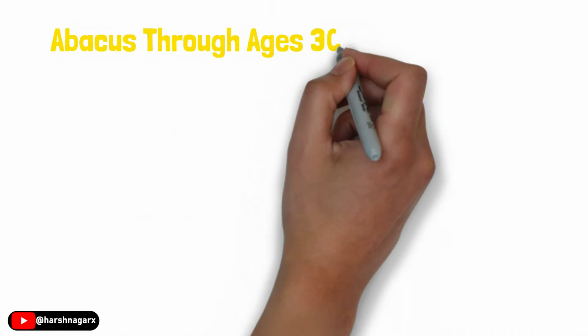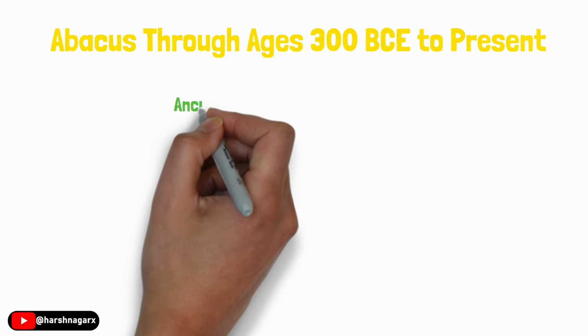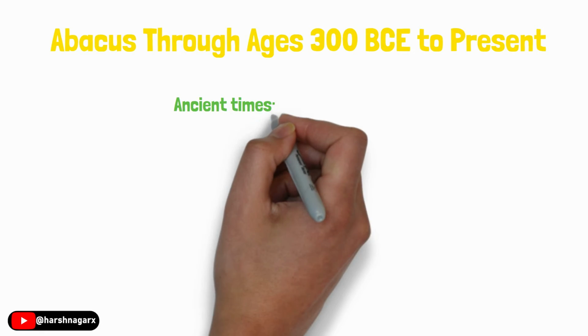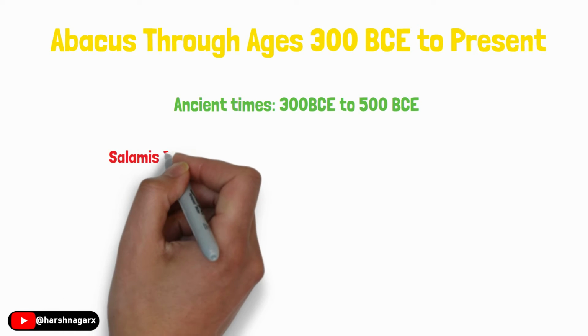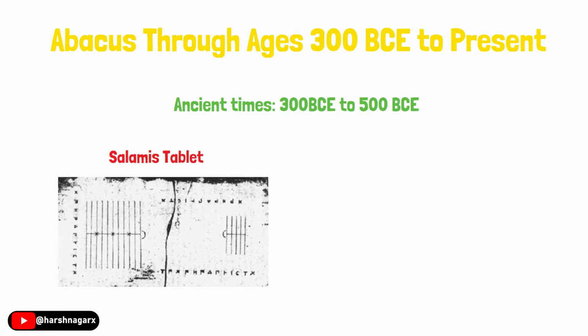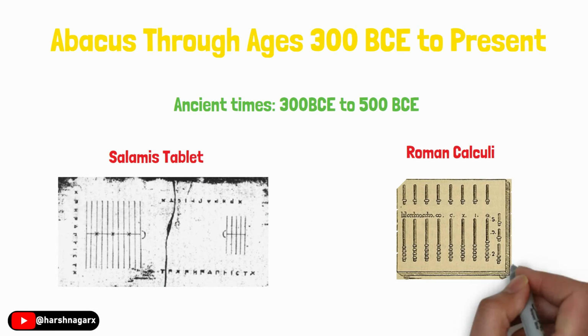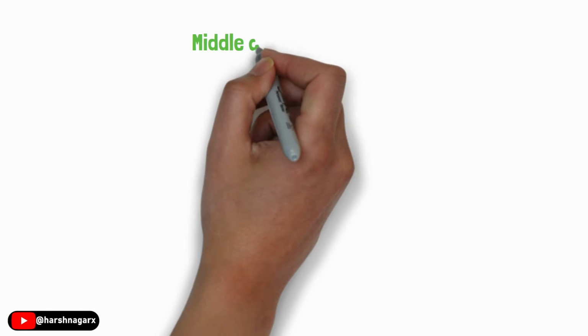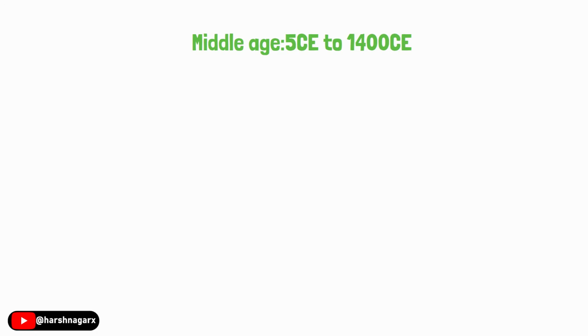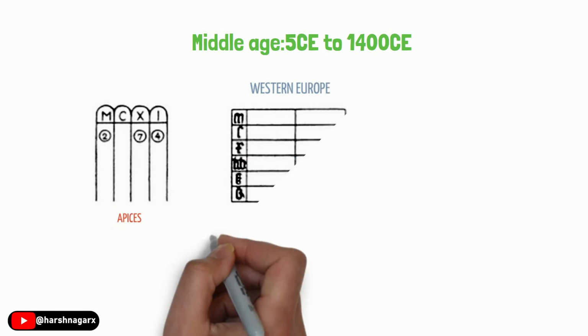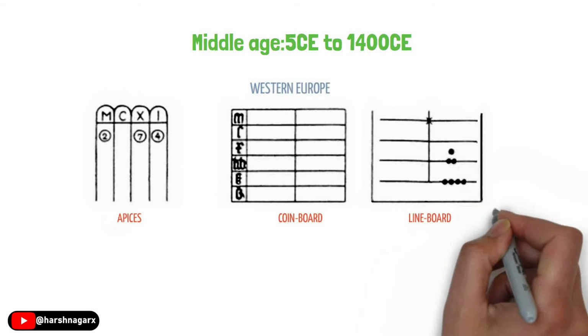Now the abacus throughout the ages. The timeline can be divided into three categories. First is ancient times, from 300 BC to 500 BC. Some of the examples are the Salamis tablet from Greece and Roman calculi. Moving ahead to the Middle Ages, from 5 CE to 1400 CE. Some of the examples are the abacus, the coin board and the line board from Western Europe.